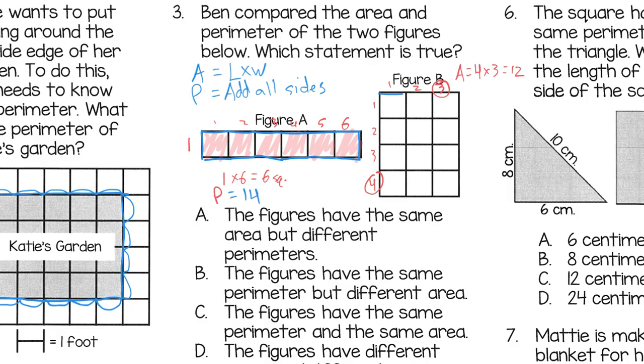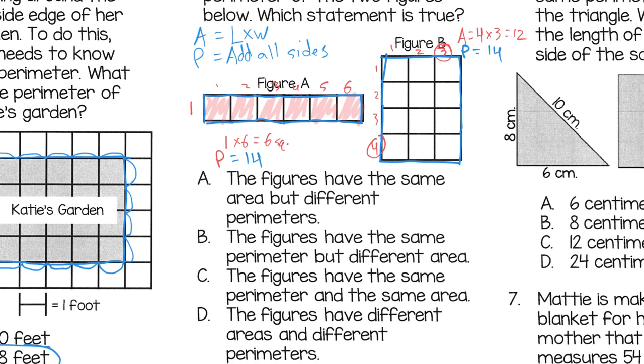Figure B would be 1, 2, 3, 4, 5, 6, 7, 8, 9, 10, 11, 12, 13, 14. So the perimeter for this one would be 14. So these numbers are different. Area of 6, perimeter of 14 for this one here. But for figure B, I have an area of 12 and a perimeter of 14. So what's true about this?